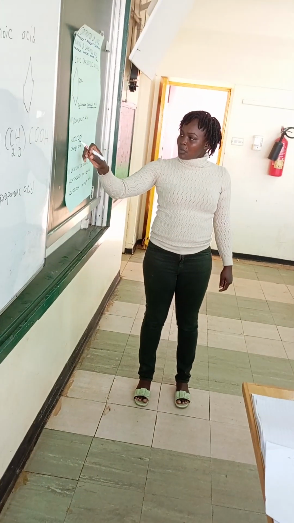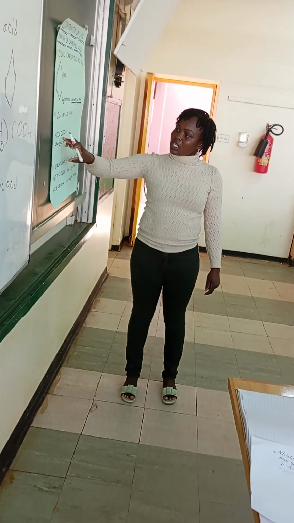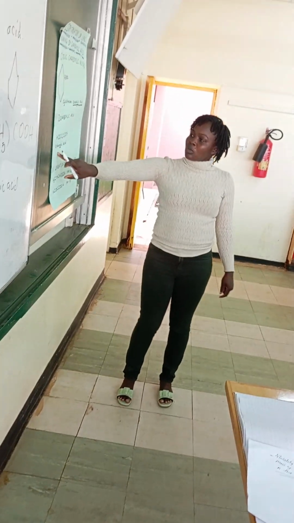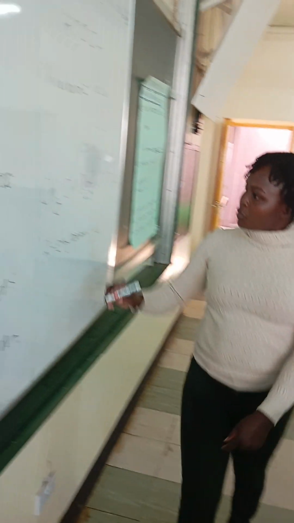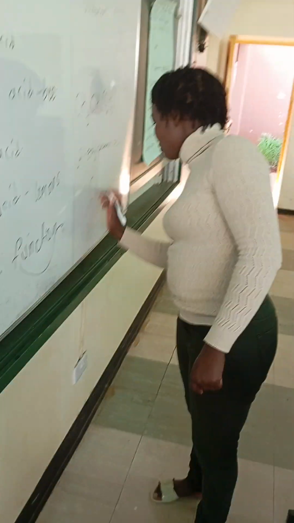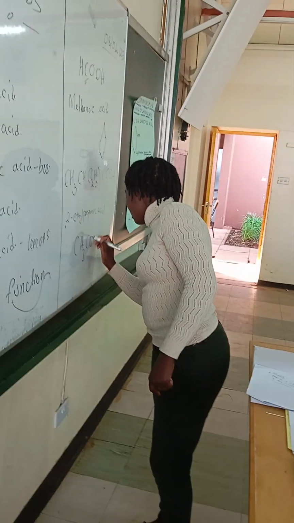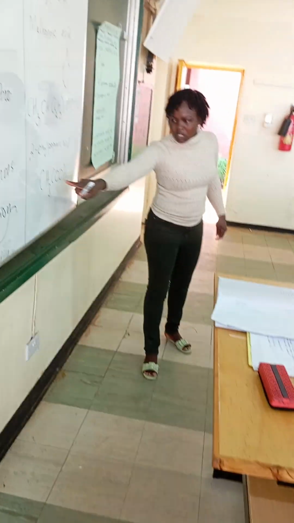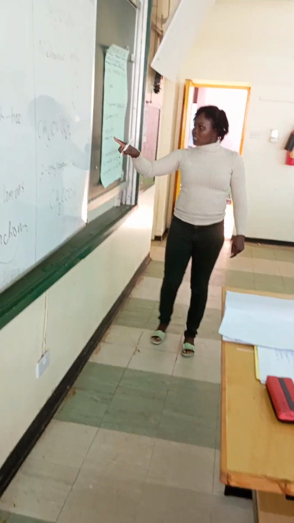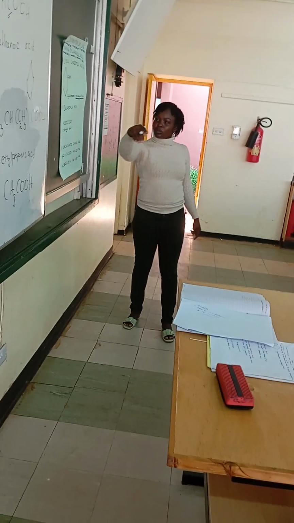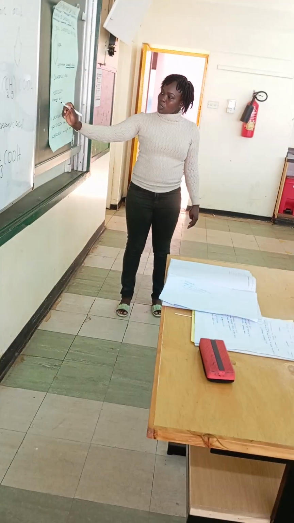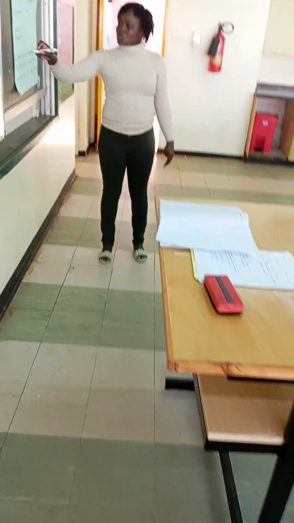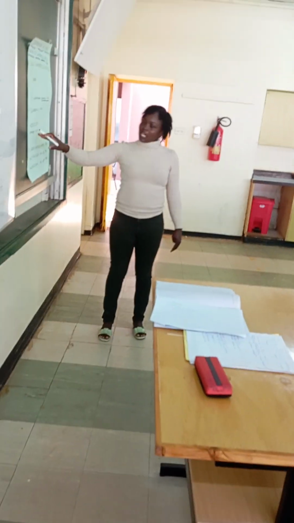Like this one, if you look, we have 2 functional groups, one on the east side and another on the east side. If it had one, like CH3COOH, because it has 2 carbon atoms, we just call it ethanoic acid. But now in this case, we have 2 functional groups, so we put the word di, meaning 2. So this one we call it ethanedioic acid.